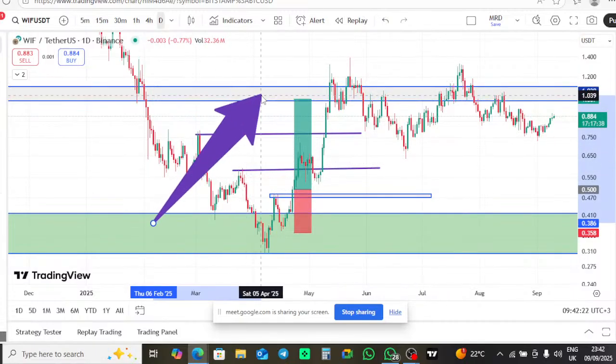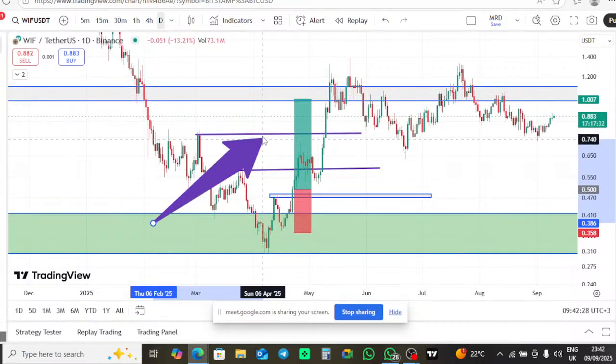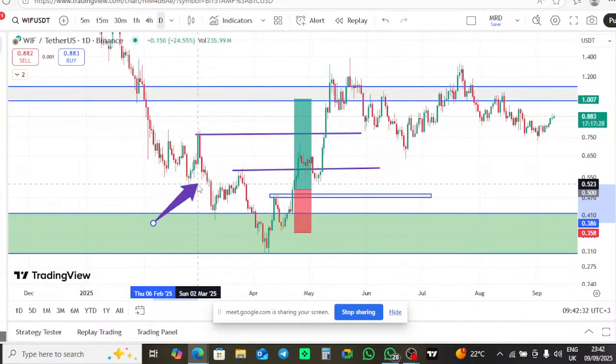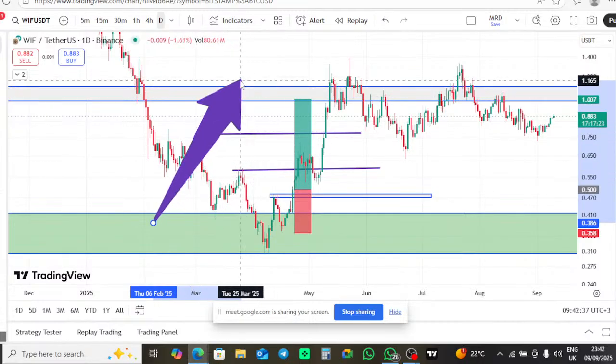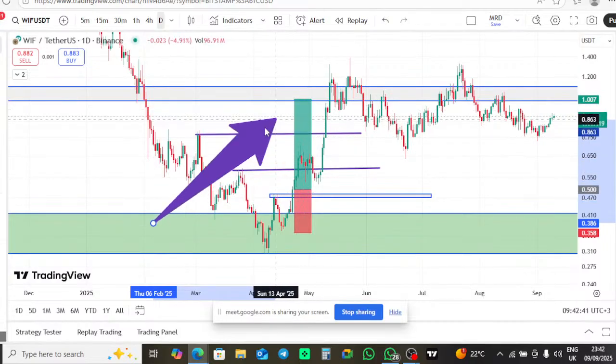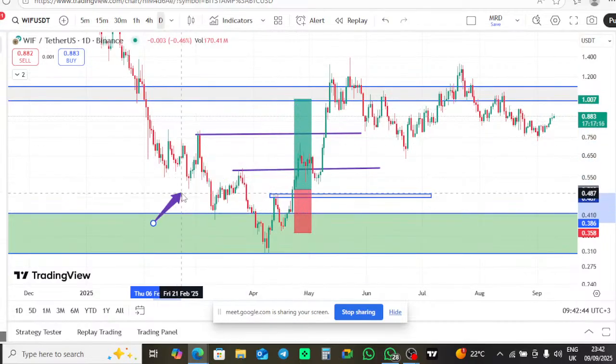The resistance will help us to exit from the trade. The minor supports and resistance will help us also to take some profits. That means between the resistance and the demand zone, we are also taking some profit. We are also trading. Are we getting the point?